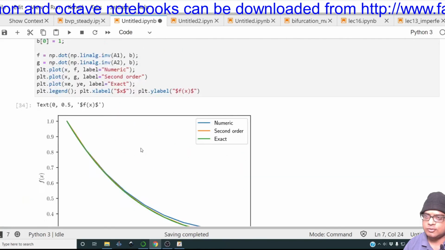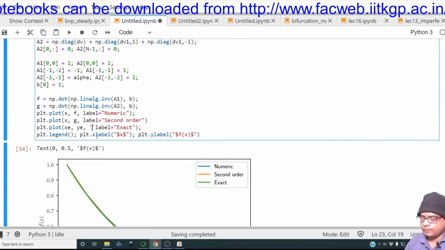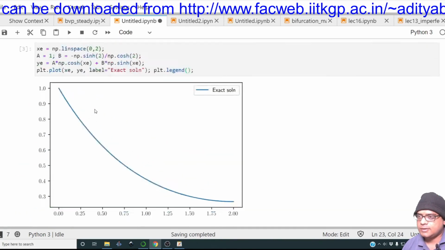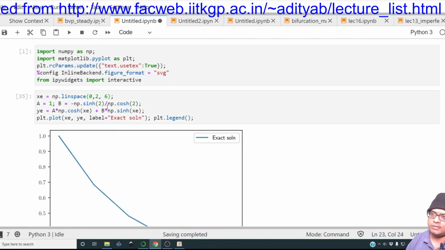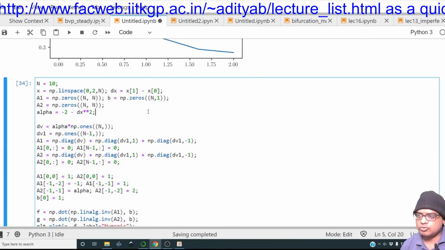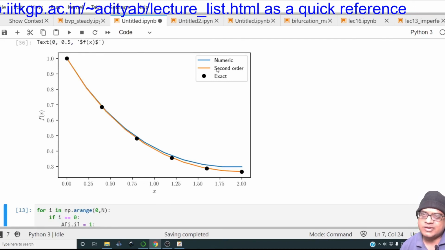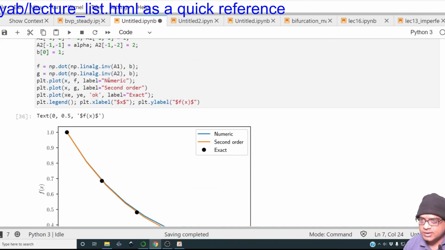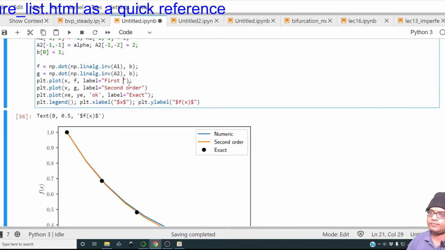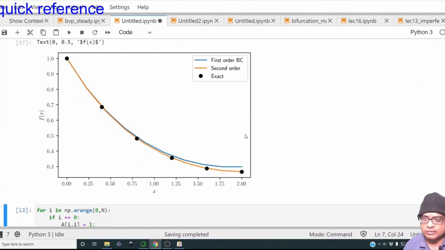Perhaps the exact solution we can put as a marker, and for the exact solution we can take maybe only 6 points. So because it's an exact solution, we know that the markers will be exactly at the correct point. So look, the second order solution is far more accurate than the first order solution. In fact, let me make it first order. So just to say that the boundary condition is of the first order. Okay, the second order boundary condition matches quite well.